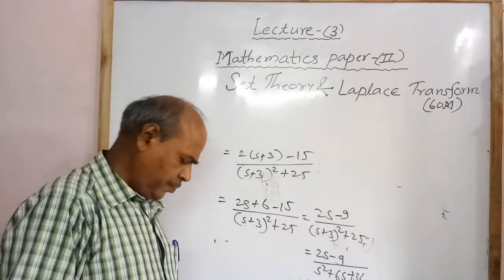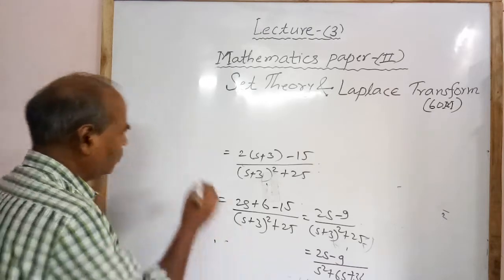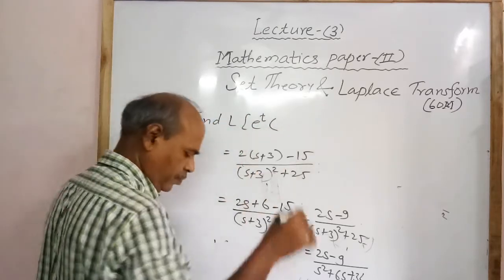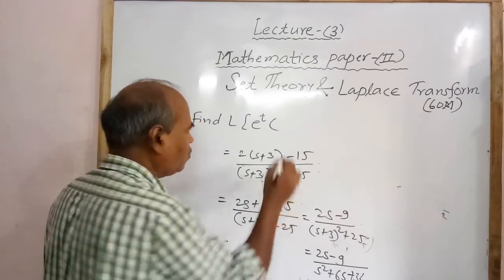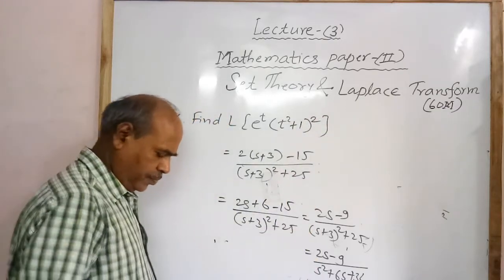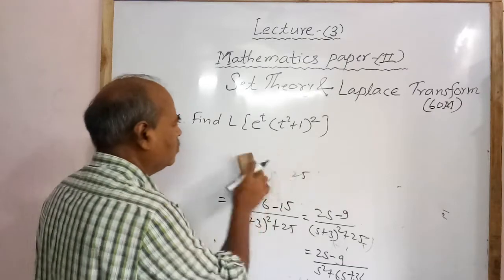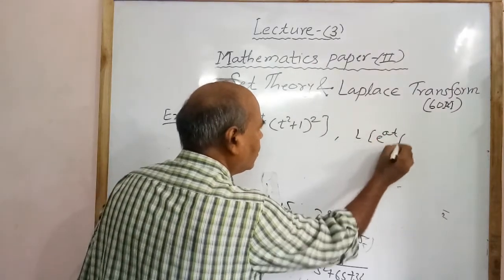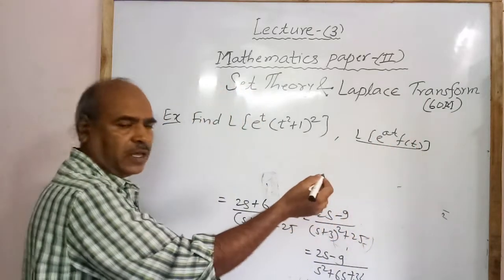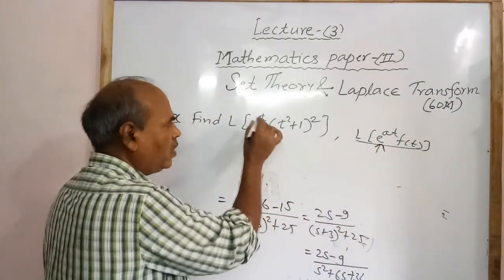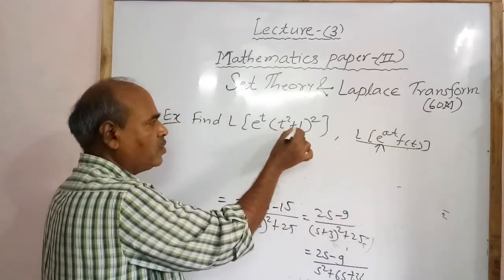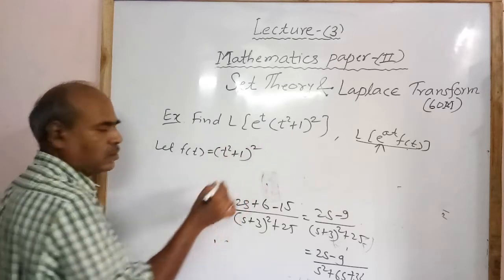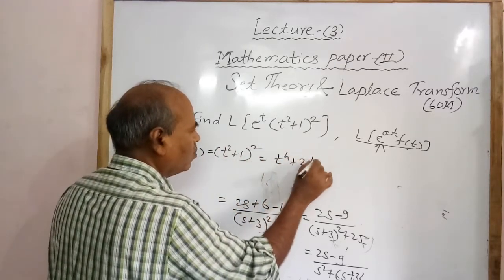Then we see the next example. Find Laplace of e to the power t into t square plus 1 whole square. Now here it is in the form of Laplace of e to the power at f of t according to shifting theorem. Therefore, we have e to the power at, that is e to the power t, a equal to 1, and f of t we consider t square plus 1 whole square. Therefore, let f of t equal to t square plus 1 whole square. When squaring this, we have t to the power 4 plus 2t square plus 1.